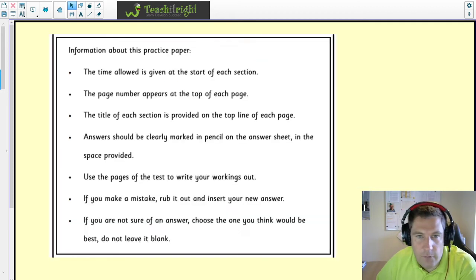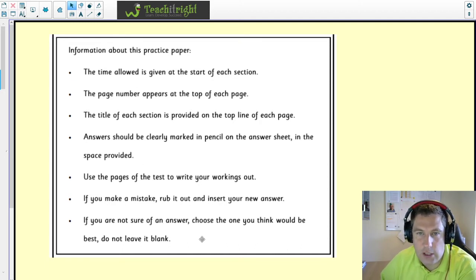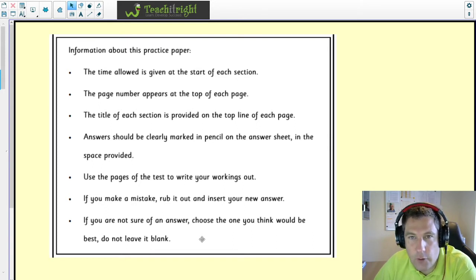So we would have gone through all the instructions with you when you actually did your test, but there's just confirmation of all the things that you need to consider. We're going to go through section by section now, just so we can divide it up into those different subject areas and make sure that you fully understand how those answers were achieved.